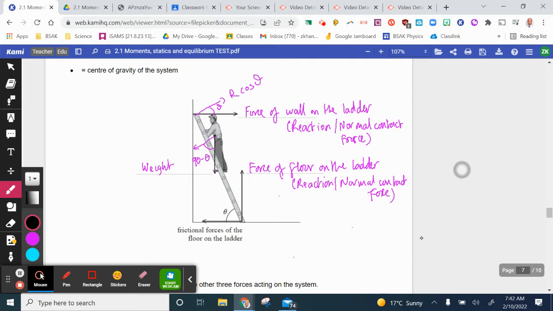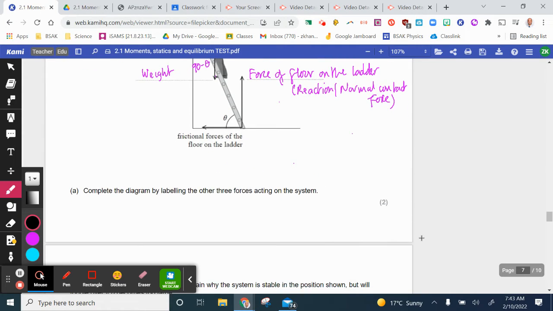One of the forces has been labeled. Okay, so here we have the frictional force, which is opposed by the reaction force from the wall, and we've got a reaction force from the ground onto the ladder, which is opposed by the weight of the ladder and the person together. So this here is the force of the wall on the ladder, the normal contact force from the wall, and here is the force on the ladder from the floor, a normal contact force from the floor, and this here is the weight acting downwards.